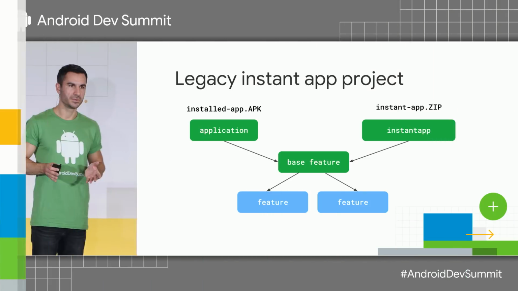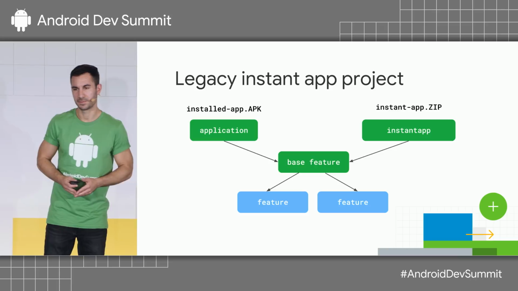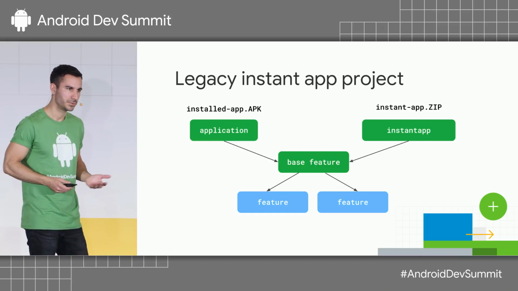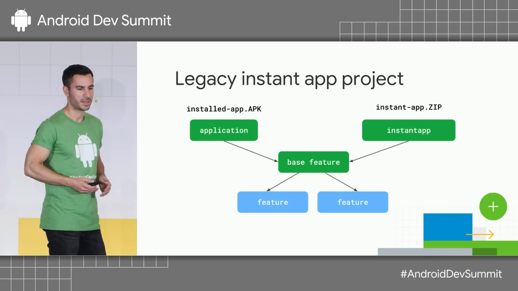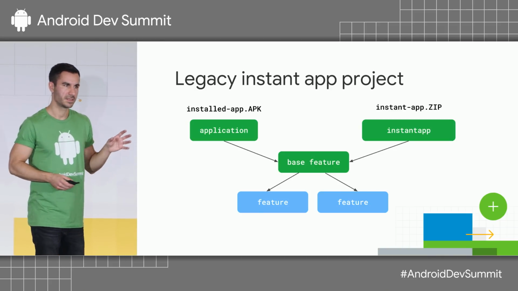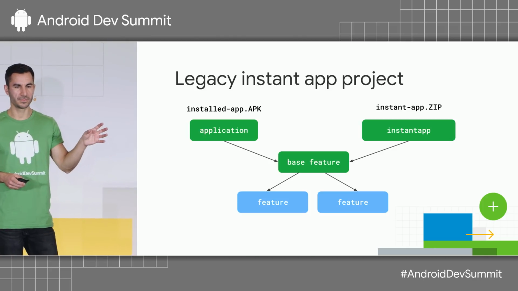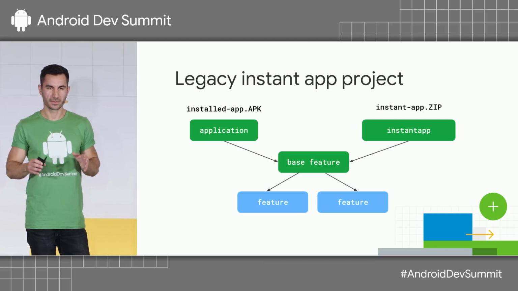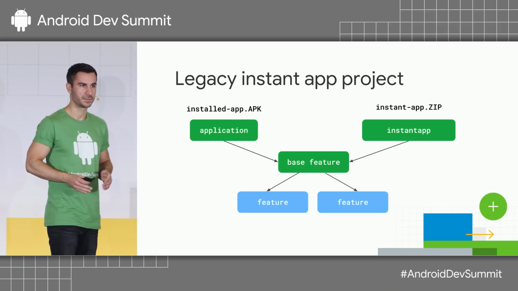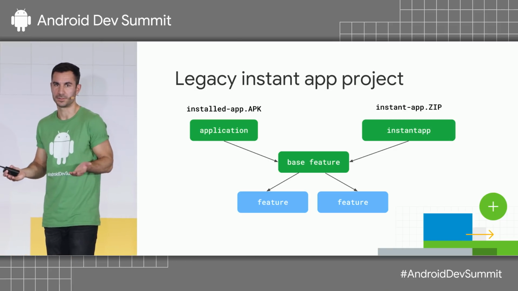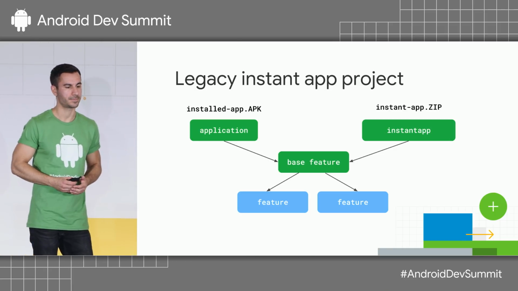Now, to do that, the developer had to do some significant refactoring in your apps. So the project structure of an instant app, as it looked 1 year ago, looked probably something like this. First of all, you had to take all of your base application code and move it from the application module to a base feature. Then you had to split your app into feature modules containing the various features in your app, or normally we would call them screens or activities.